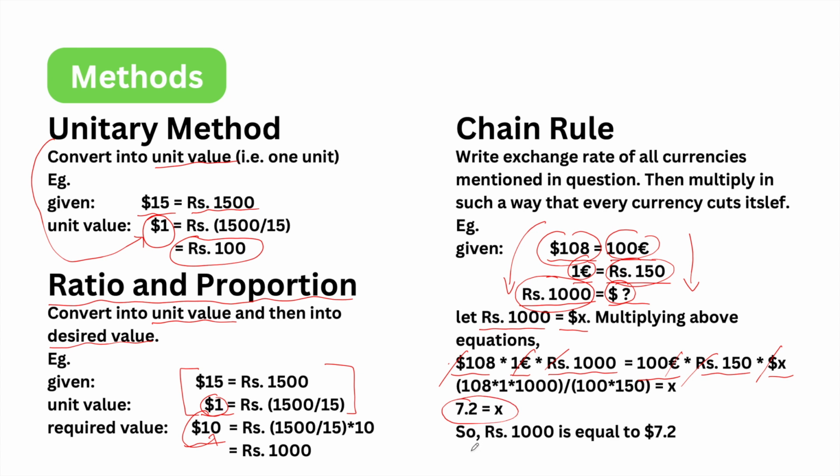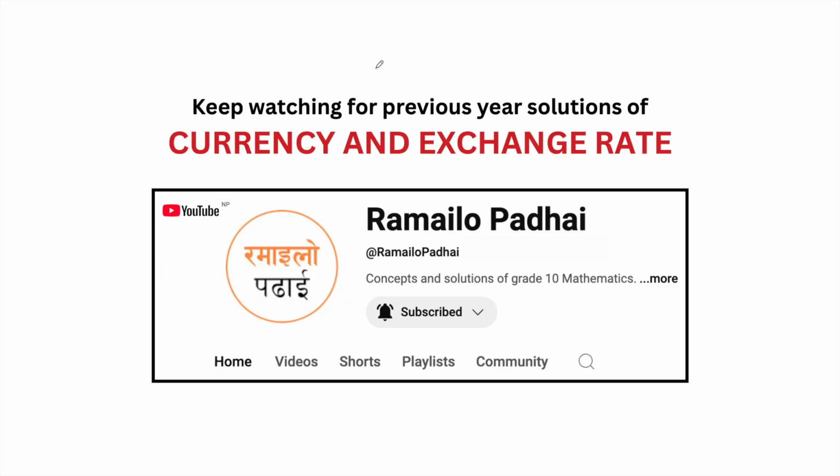So the answer is 1000 Nepalese rupees is equal to 7.2 US dollar. This might be vague at this time, but when you solve a few questions, this will become obvious and easy, and that will be printed in our mind. So this is about the concept of currency and exchange rate.